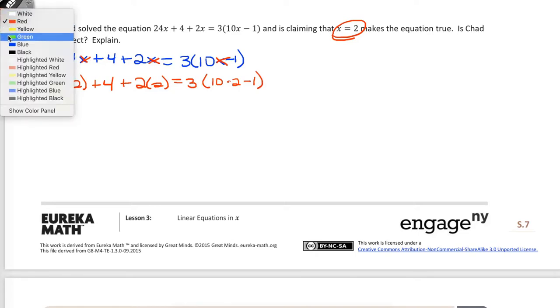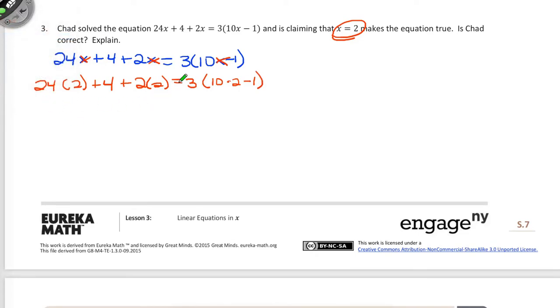All right, so now let's just combine all this up. And again, we're going to split this right down the center here. 24 times 2 gives me 48. Bring down that plus 4. And we have 2 times 2 gives me 4. Over here, I have 3 times. Remember, you have to do order of operations. Always do what's inside the parentheses first. So 10 times 2 gives me 20 minus 1. So this will give me 3 times 19.